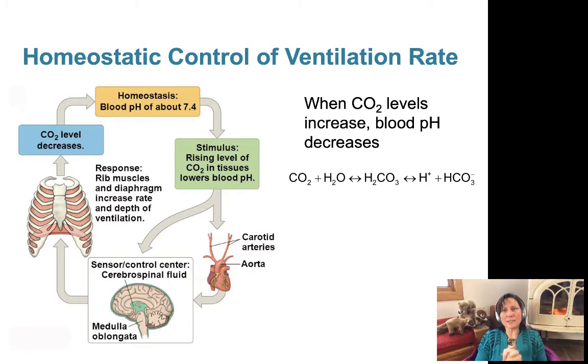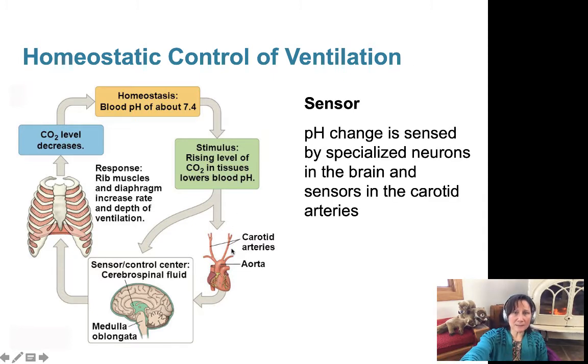So ventilation rate, when you're not thinking about it or trying to control your breathing, is under homeostatic control. Remember at the beginning of the semester when we talked about sensors, integrators, and effectors. This is a system that functions under that umbrella. So when carbon dioxide levels increase, your blood pH is going to decrease, and you probably remember this formula from chemistry. When your pH lowers, that's going to be sensed by the carotid arteries and then special neurons in the brain. So there are places that are going to sense that, okay, pH has gone down.